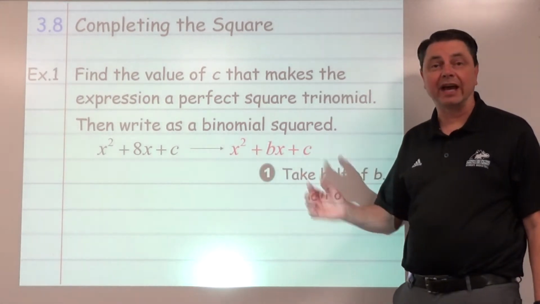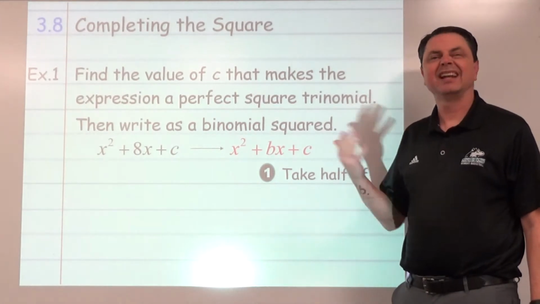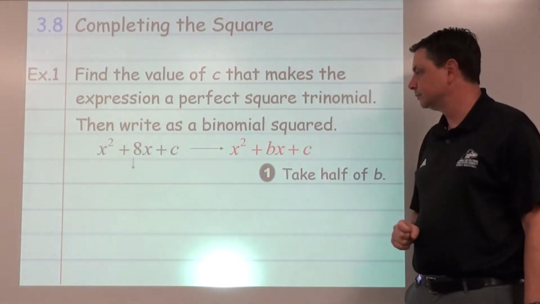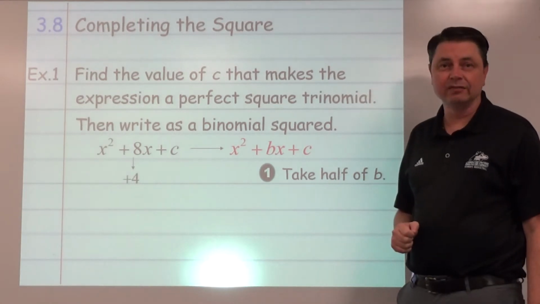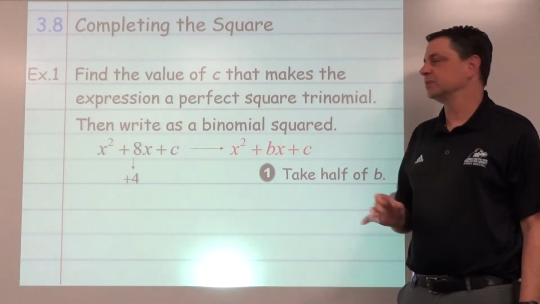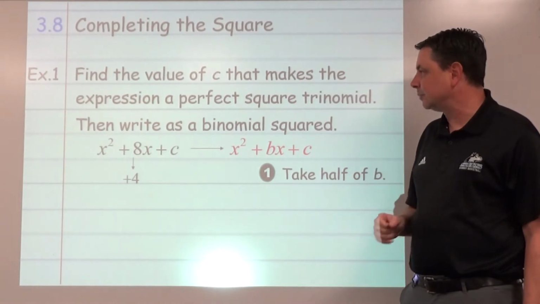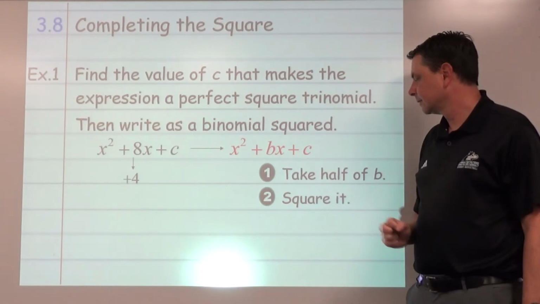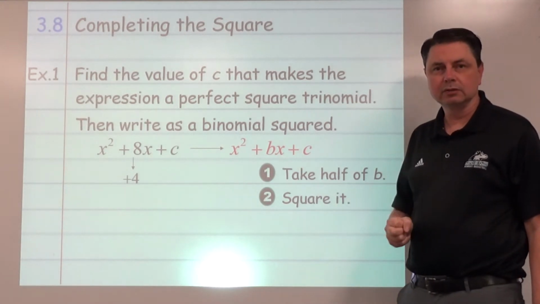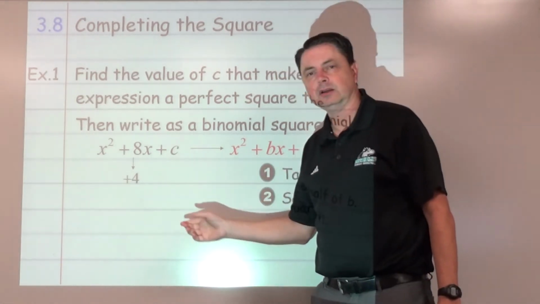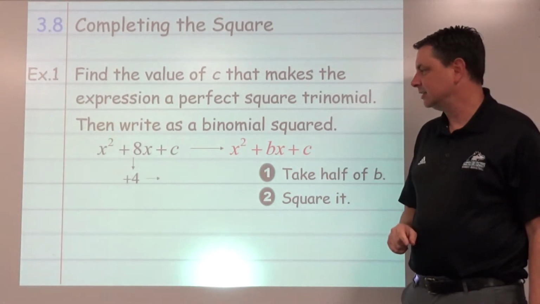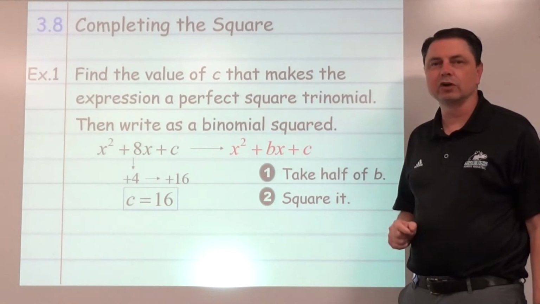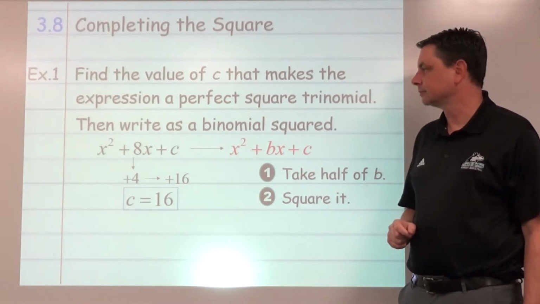We're going to take half of that, or divide it by 2. That's the same thing. So we're going to take positive 8, we're going to divide it by 2. We get positive 4. Sign is important, so it's positive 4. Next step in the two-step process for finding c, square that number. Positive 4 squared is 16. C equals 16. That's the first part answer.